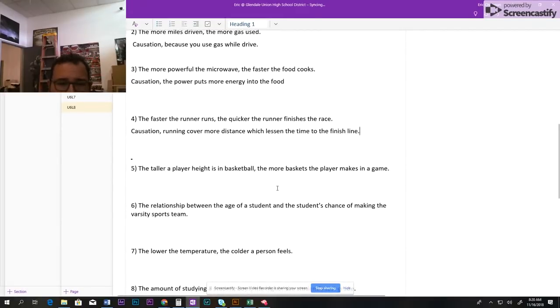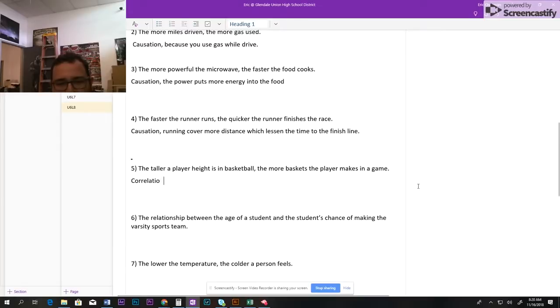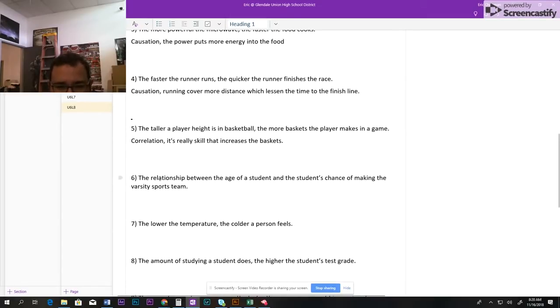Right? The taller a player is in basketball, the more baskets the player makes in the game. This is just a correlation. Okay? It's really skill that increases the baskets. Height helps, but you could be short and still make good baskets, and you could be tall and make horrible baskets. It's all about your skill. But there's kind of a correlation because it helps, as long as you have the skill.